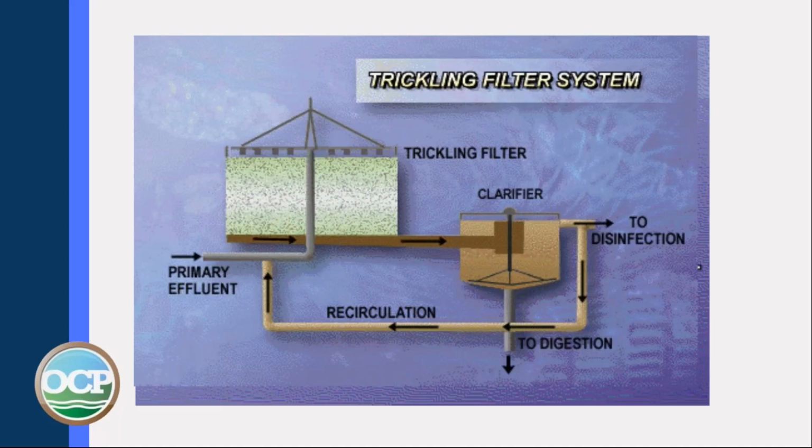An entire trickling filter system is shown with this picture. The primary effluent comes in. It's mixed with the recirculation water from the primary clarifier, goes up to the distribution arm, down through the media, into the clarifier where the solids fall out. The clarified water, part of it goes on to disinfection, part of it's used as recirculation.